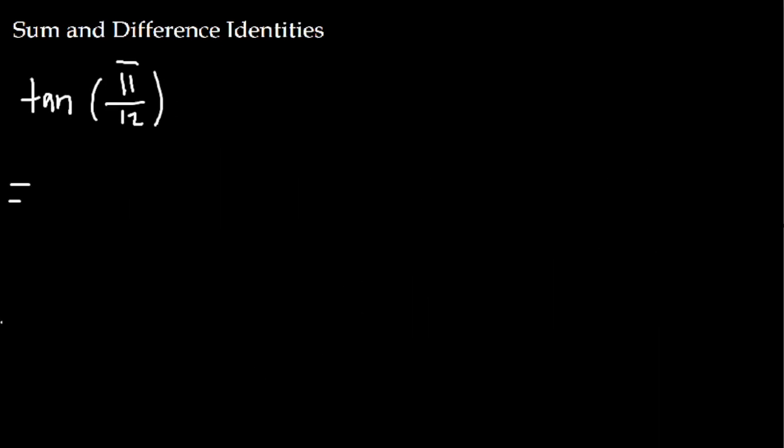Now, let us solve tangent of pi over 12 using the sum and difference identity. Now, let us think of two angles that when added or subtracted, it will equal to pi over 12. Now, kung may naisip ko yung iba, you can use it. But for now, we will use pi over 3 minus pi over 4. If we subtract them together, the difference will be pi over 12.